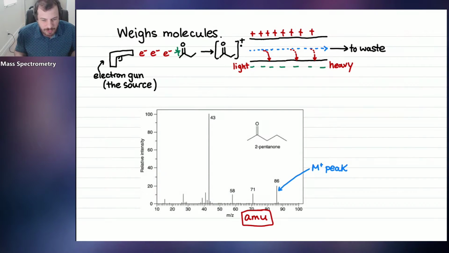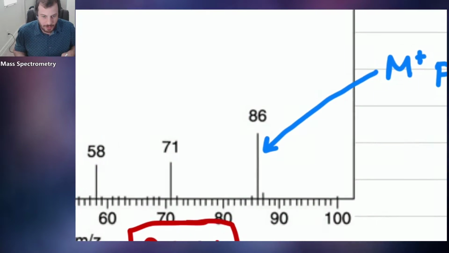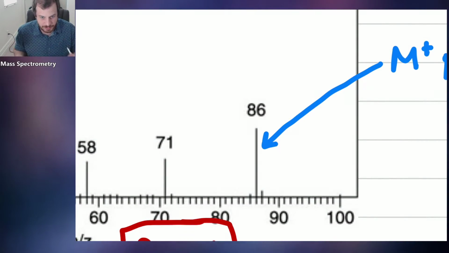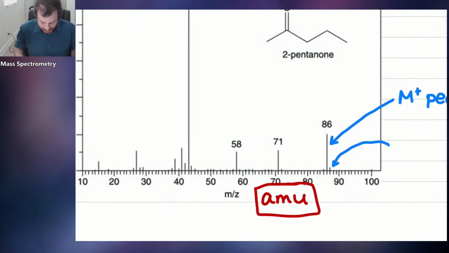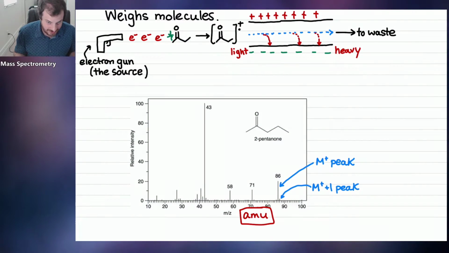And then if you look right next to the M plus peak, can you see there's a little something there? Let me zoom right in here. So not quite the heaviest peak. The heaviest major peak is the M plus peak, but there's this little tiny something, looks like a hair, down there next to it at 87. That is the M plus 1 peak. And that's a very important peak. We'll talk about the M plus 1 peak a little bit and what that tells us.